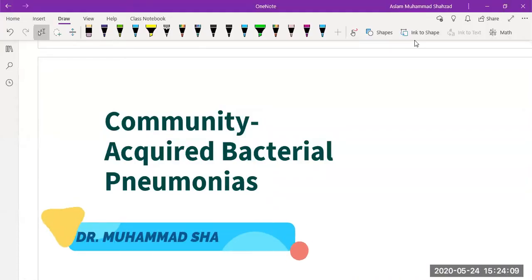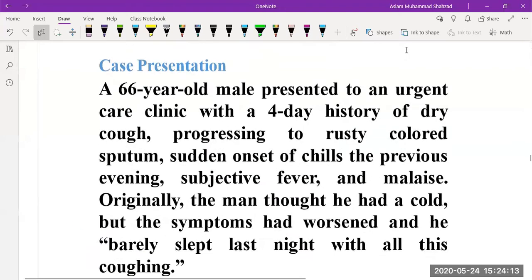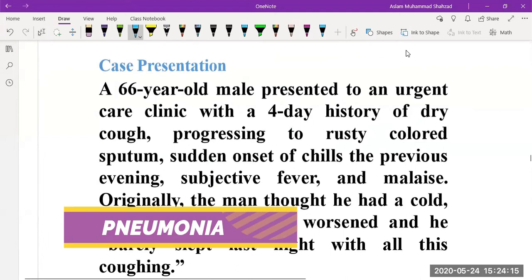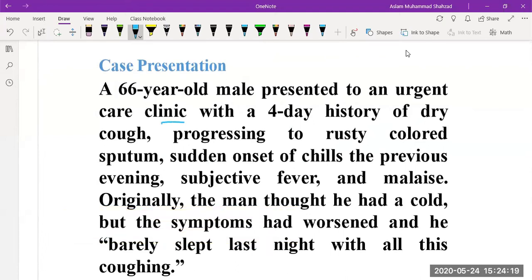Today we are going to discuss community-acquired bacterial pneumonias, and I'm presenting a case of a 66-year-old man who presented to an urgent care clinic with a 4-day history of dry cough progressing to rusty-colored sputum, sudden onset of chills the previous evening, subjective fever, and malaise.